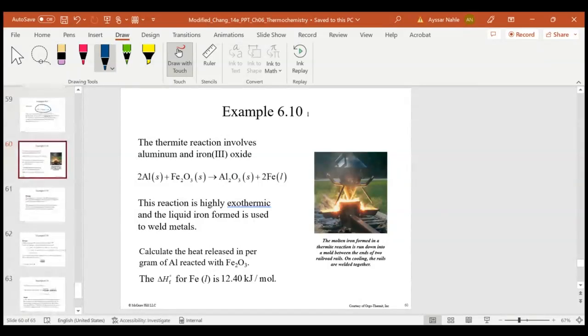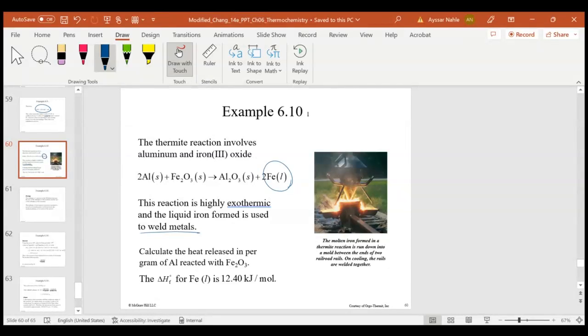involves aluminum and iron. So aluminum and iron(III) oxide, when you react them together, this will give me aluminum oxide, or we call it alumina, and 2Fe. This reaction is highly exothermic. That is, it gives a lot of energy. And the liquid iron, now notice in here, you obtain liquid iron, is used to weld the metal.